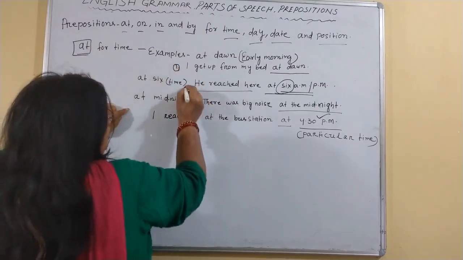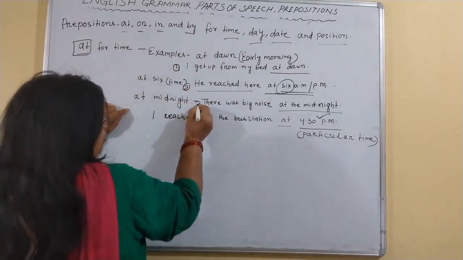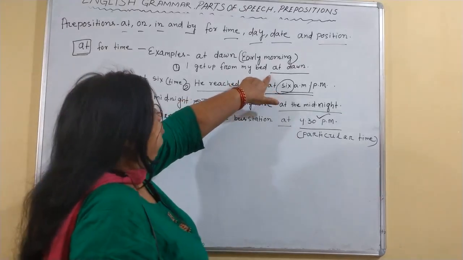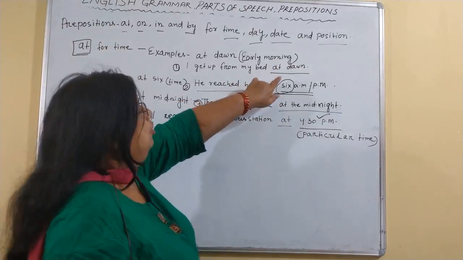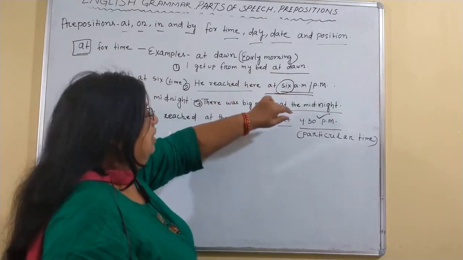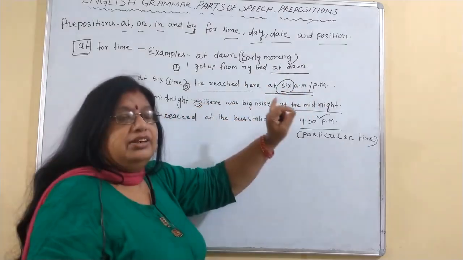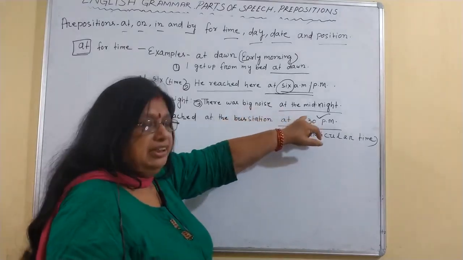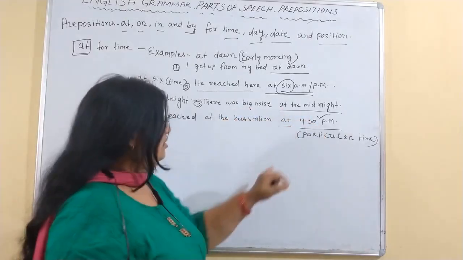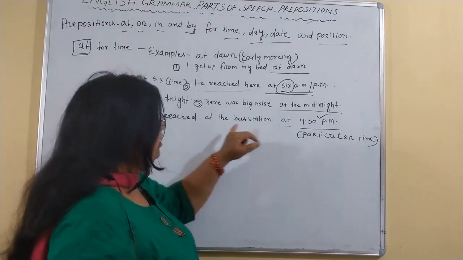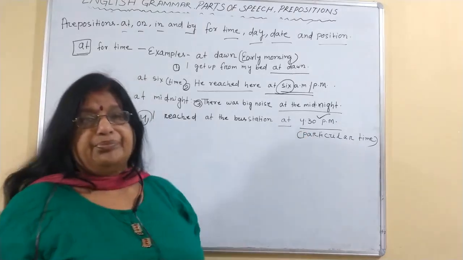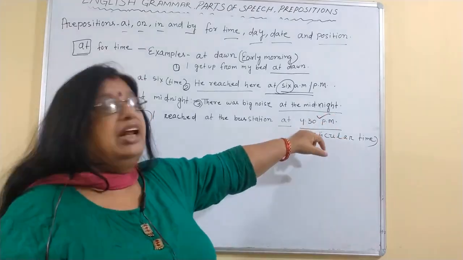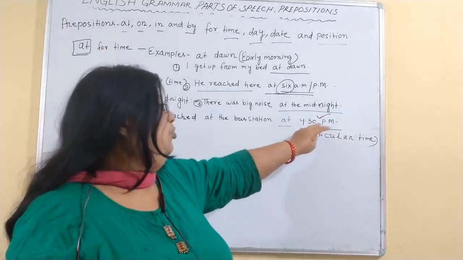Example number 1, example number 2, example number 3, example number 4. Here, at dawn, a particular time, early morning. At 6 a.m. or p.m., a particular time of 6. There was a big noise at the midnight, a particular time of midnight. And I reached at the bus station at 4:30 PM, a particular time.